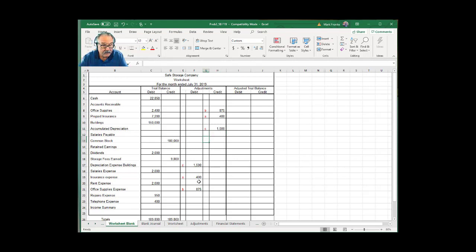Entry D, debit salaries expense, credit salaries payable for $100. And our last entry, E, is a debit to accounts receivable for $11.50, and a credit to storage fees earned.